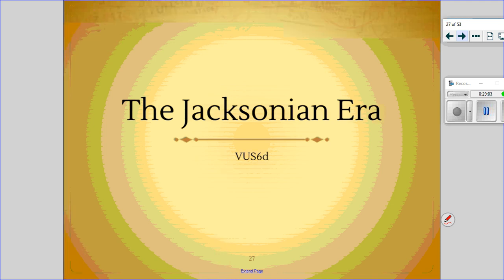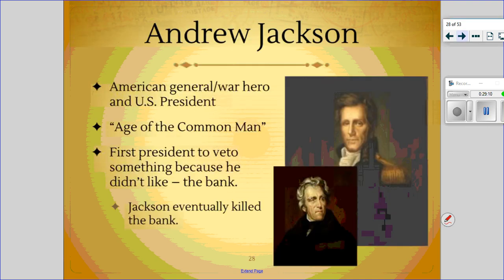Let's take a look at the Jacksonian era. Andrew Jackson, the president at the time. Remember, he's that war hero of the Battle of New Orleans. And the Jacksonian period, the age of Jackson, is also known as the age of the common man. And I'll explain why. He's the first president to veto something.